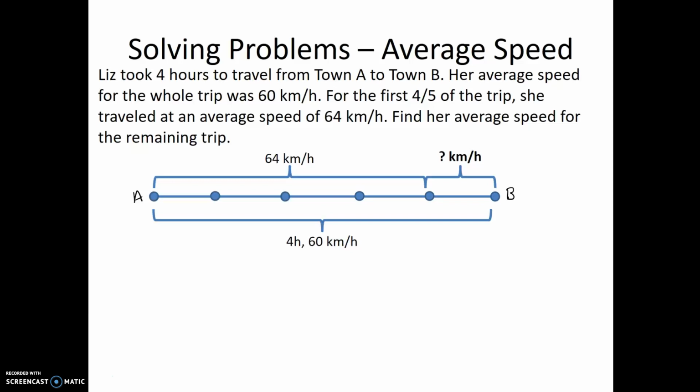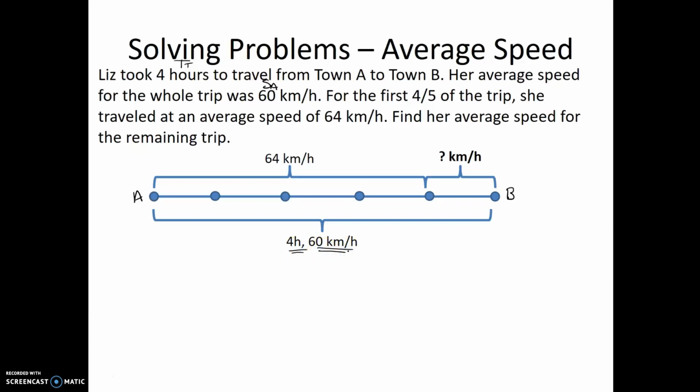Okay, I've drawn a model on my PowerPoint, and it's the same as what you have on your notes. But let's start with labeling our word problem. It says here that Liz took 4 hours to travel from town A to town B. That's actually going to be our total time, because that's the total time that she spent traveling. And then we have our average speed for the whole trip, 60 kilometers per hour, and you can see I have those marked down here.